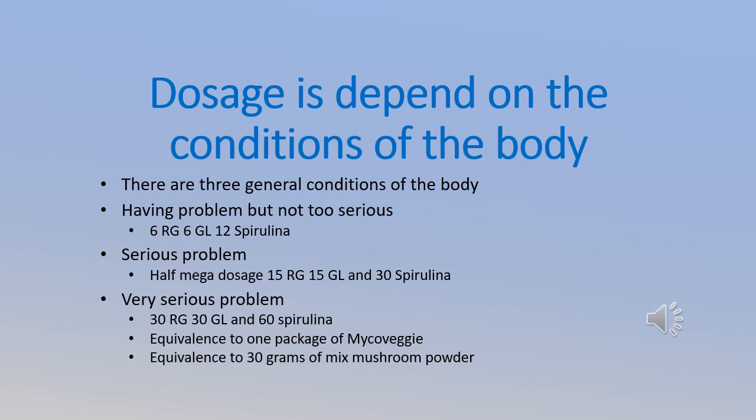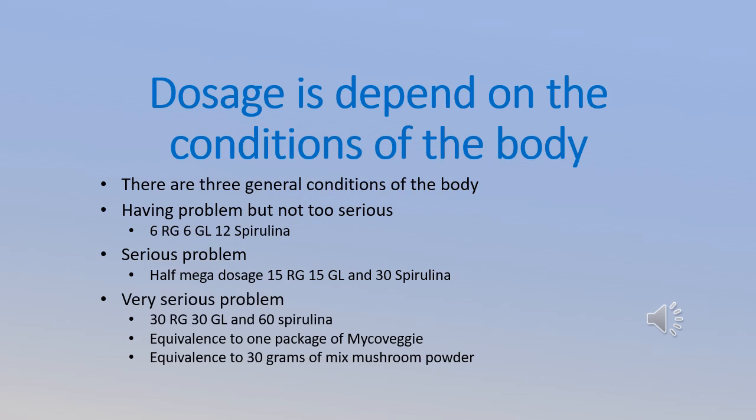Then when the problem is serious, we go for half mega dosage, 15 Rg, 15 GL, and about 15 to 30 spirulina. Like now, there are many viruses in the market, the endemic of COVID-19 and everything, so we ask people to use half mega dosage for prevention. This is also good to detox the body, so we can take it for 1 month or 2 months. Thirdly is the very serious problem. For a very serious problem, you close your eyes and go for the mega dosage: 30 Rg, 30 GL, and 60 spirulina.